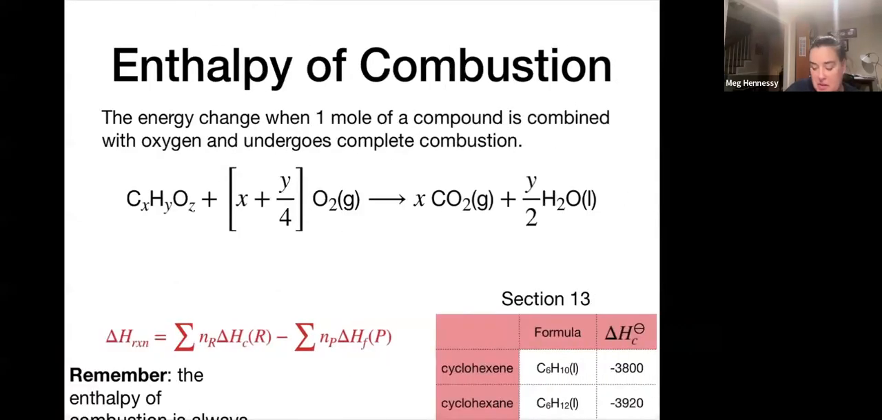I'm going to move on to the third thing, and that's the enthalpy of combustion. So there are 3 tables in the data booklet that refer to enthalpy. The first was bond dissociation enthalpy, that was section 11. The second is enthalpies of formation, that's section 12. And this enthalpy of combustion is section 13. This is where you take 1 mole of usually an organic molecule, you react it with oxygen, and you make carbon dioxide and liquid water.